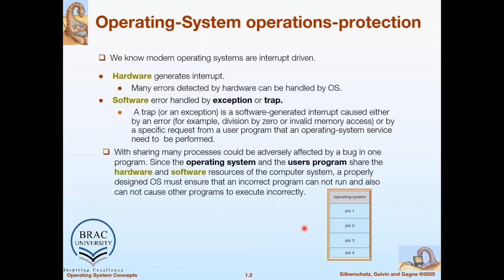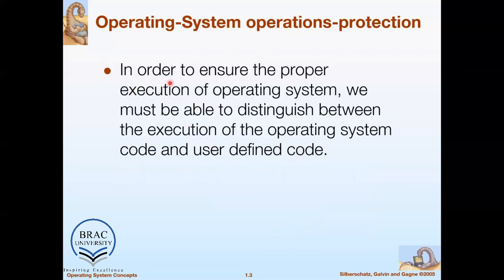So without protection against these sorts of errors, either the computer must execute only one process at a time or all output must be suspect. A properly designed operating system must ensure that an incorrect program cannot cause other programs to execute incorrectly. In order to ensure the proper execution of the operating system, we must be able to distinguish between the execution of the operating system code and user-defined code.